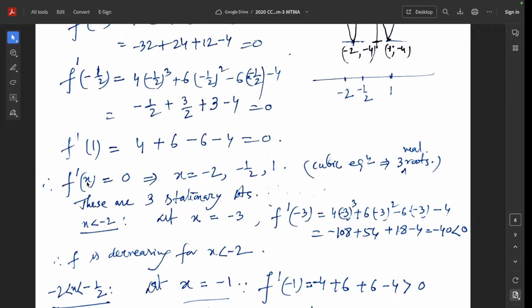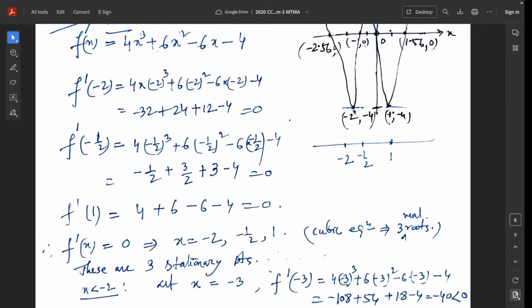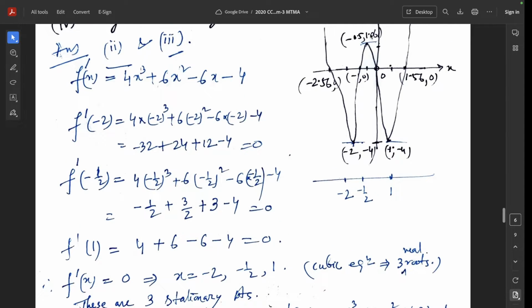and you can easily find f double dash and test for f double dash at the point minus 2, at the point minus half, and at the point 1. You can easily find that f double dash at the point minus 2 is greater than 0, so this is a local minimum, and x equal to minus half is the local maximum, since f double dash at this point is negative, and this one is positive, a local minimum.